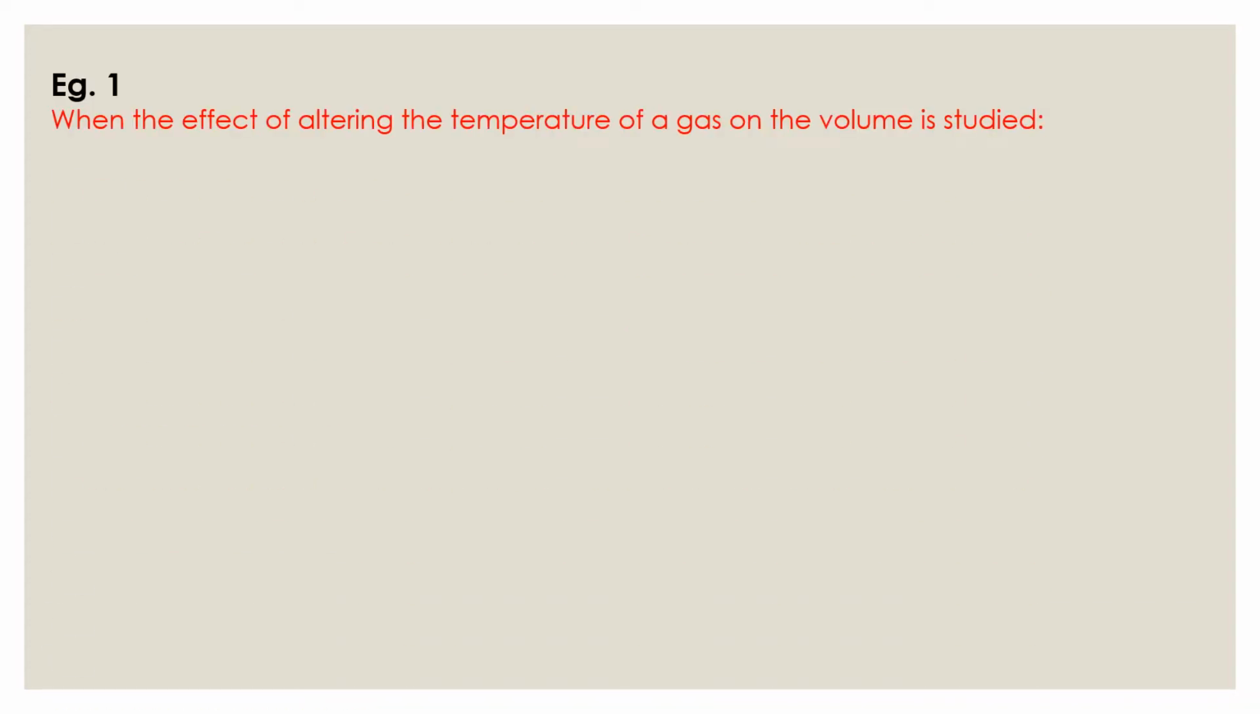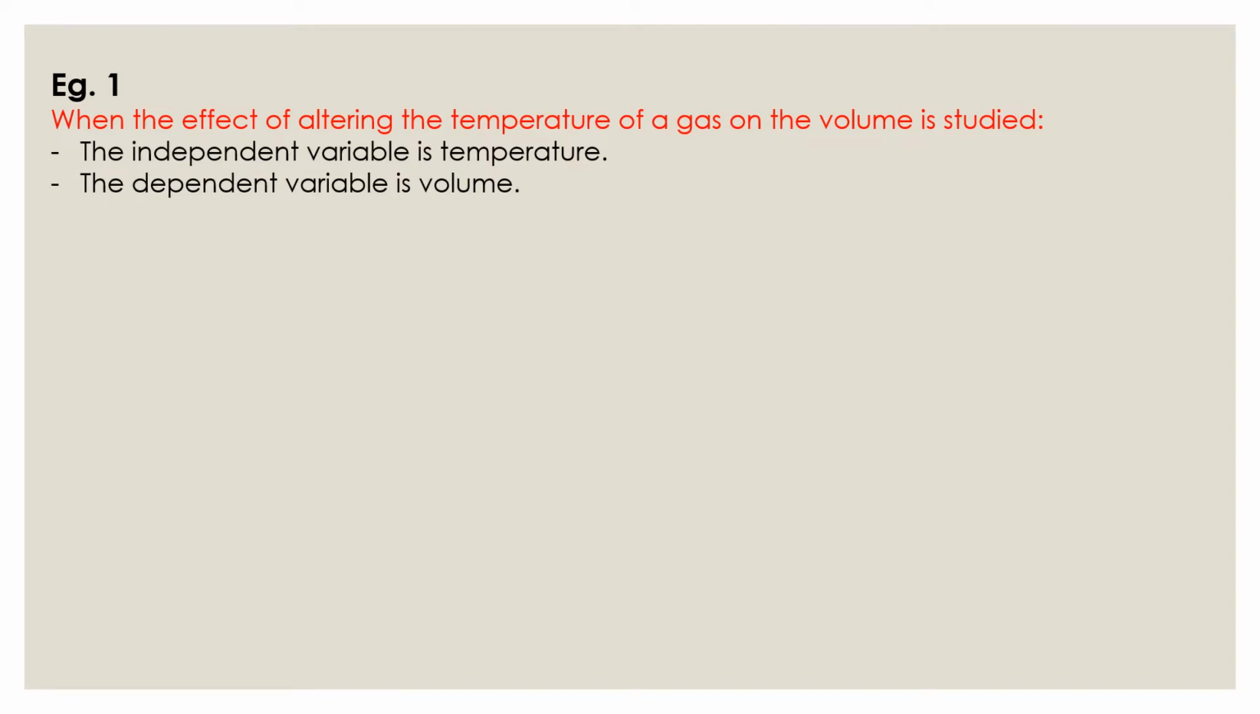Let's look at example number 1. There's an experiment which shows the effect of altering the temperature of a gas on the volume. So there's a temperature and volume study taking place here. Which variable is going to affect which one? Volume doesn't affect temperature. Temperature affects the volume. Therefore, the independent variable here is temperature, because the higher the temperature is, the greater the volume will be. And the dependent variable in this case will be the volume.